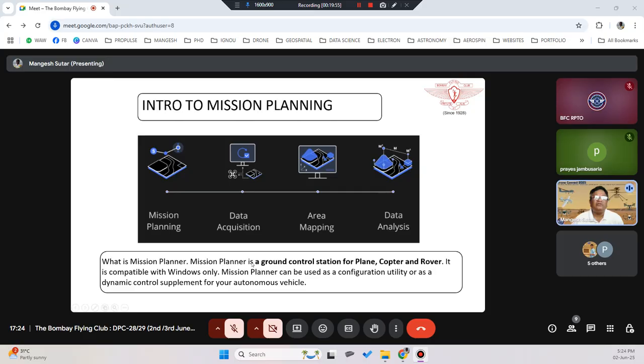Mission Planner is a planning software or a ground control station for plane, copter or rover. It is only compatible with Windows. Mission Planner can be used as a configuration utility or as a dynamic control system for your autonomous vehicle. This is a free open source software. You can download it from the net and use it. You can communicate with the drones and all. If you build any drone yourself, you can use Mission Planner software to learn and do it. So normally engineering students or people who build their first drones use this software for learning.